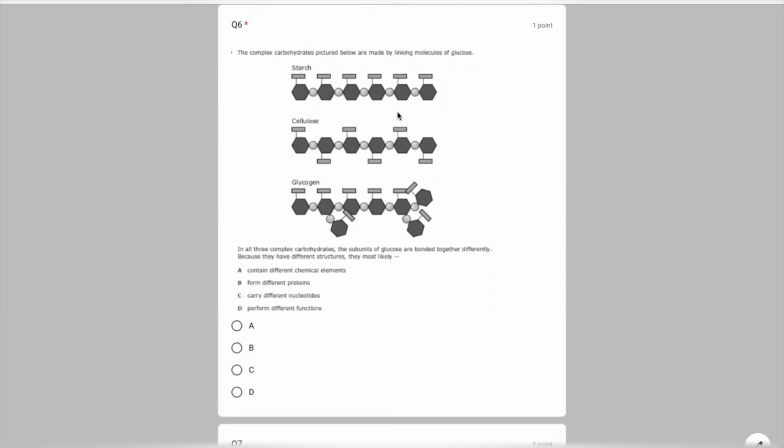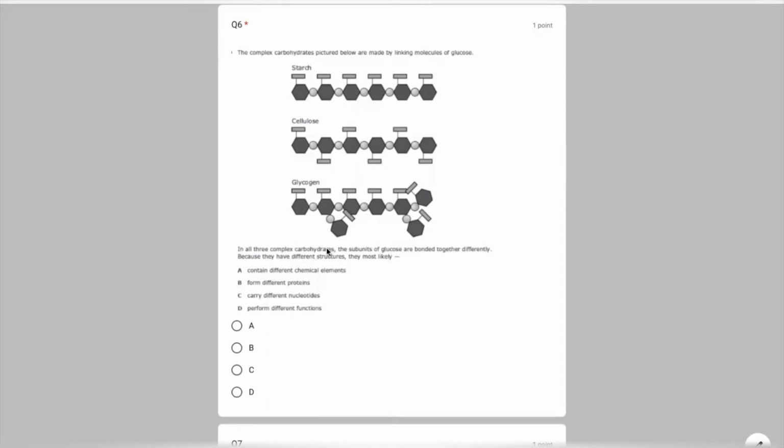So it says the complex carbs are made by linking molecules. So we know that we're looking at the linking molecules. And it says in all three complex carbs, the subunits of glucose are bonded together differently. So we know right away that they're linked differently because they have different structures. So right here it's saying they're linked differently and they have different structures.